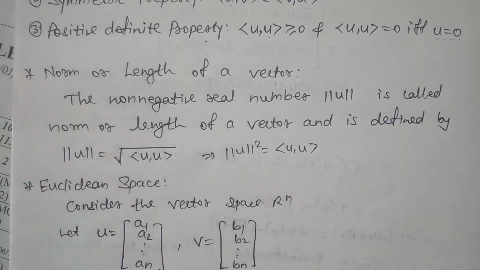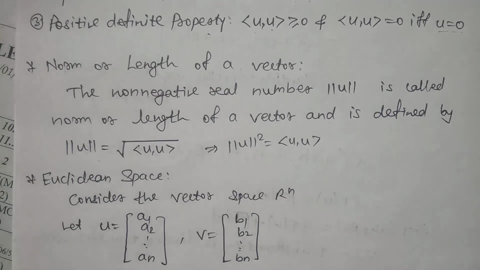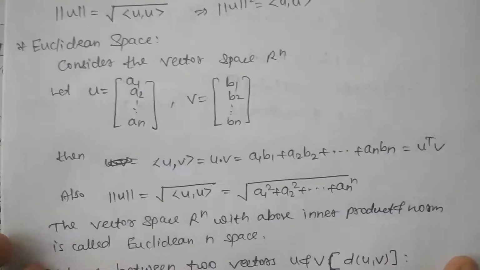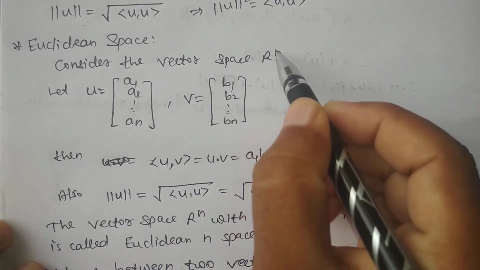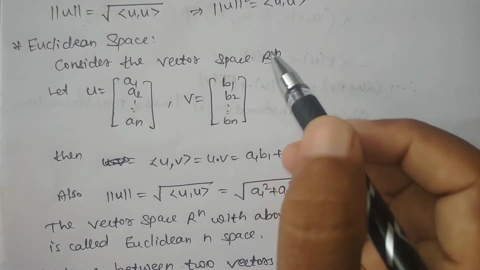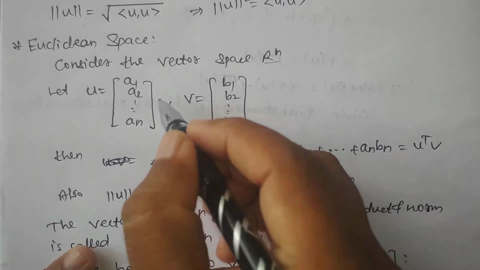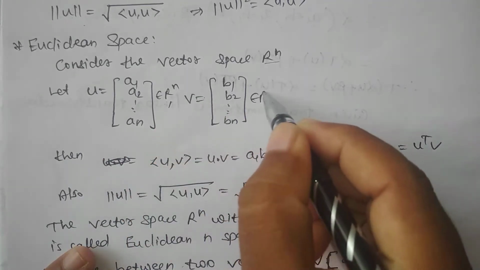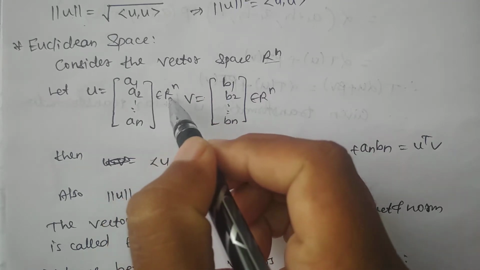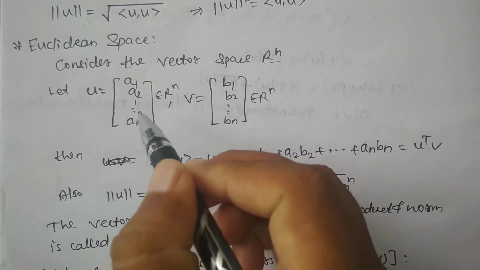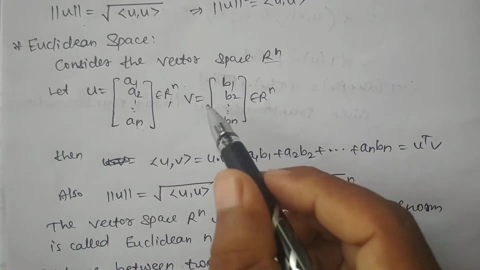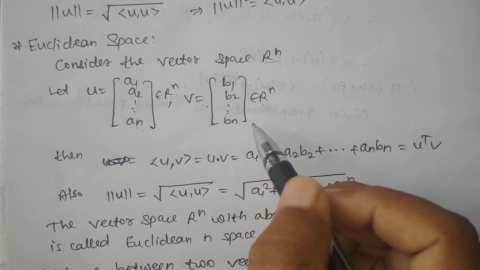Then the next point is Euclidean space. So what is Euclidean space? Consider the vector space R^n. R^n is a vector space of real numbers having n elements. That means let u and v both be from R^n, because a1 is a real number, a2 is a real number, and an is also a real number, so there are n elements, so it belongs to R^n. Similarly, v is from R^n.